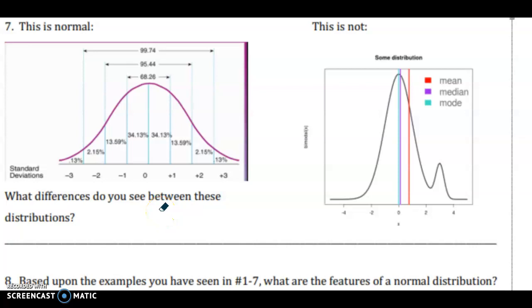All right, last example, I'm going to give you 15 seconds to talk with your neighbor about the similarities and differences of these two distributions. Go.